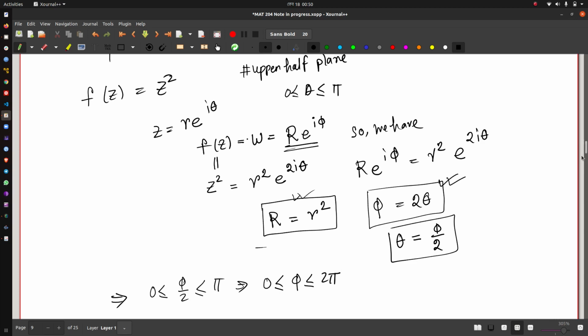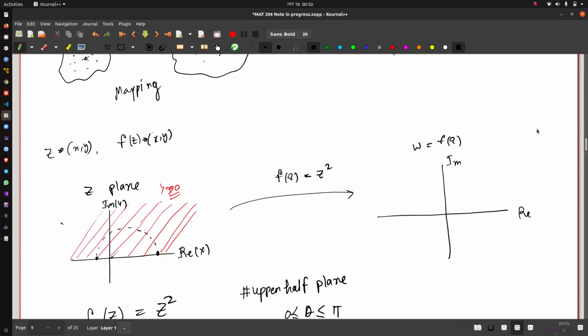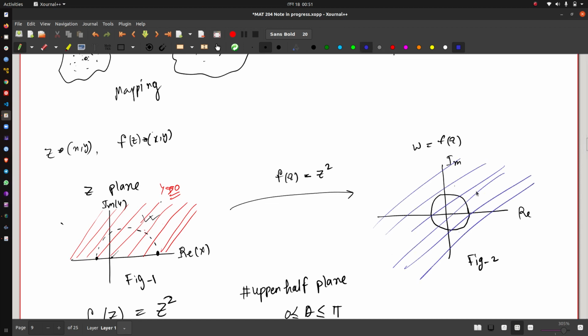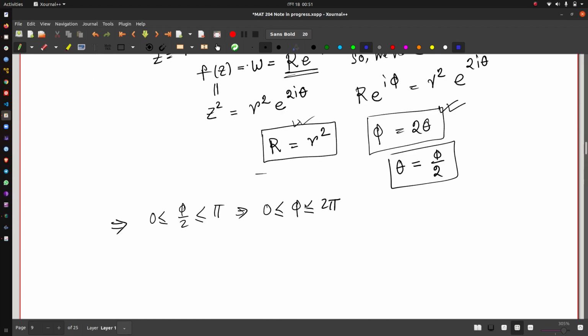So what does this tell us? This upper half plane, let's call this figure 1, and let's call this figure 2, gets mapped under the z square mapping into the whole upper half and the lower half plane. What I mean to say is that the upper half plane on the z plane gets mapped into both the upper half and the lower half part, because 0 to twice pi means a full circle like this. So this red region over here would actually be mapped to this whole complex plane, the whole W plane. Okay, that's one thing that we can say from this phi.